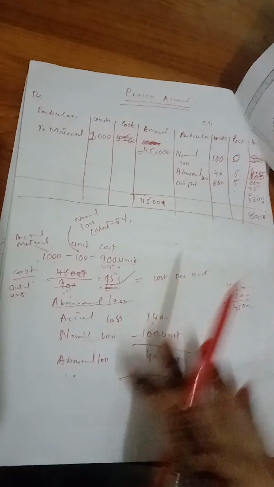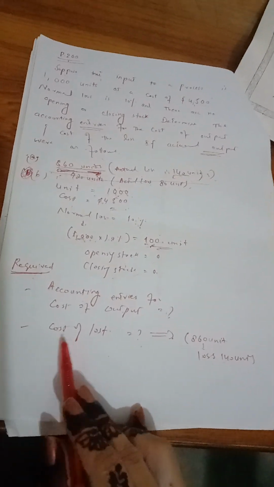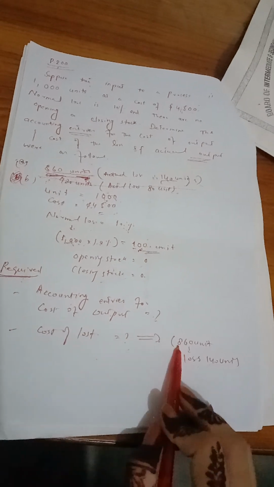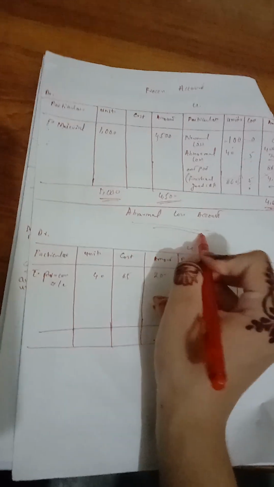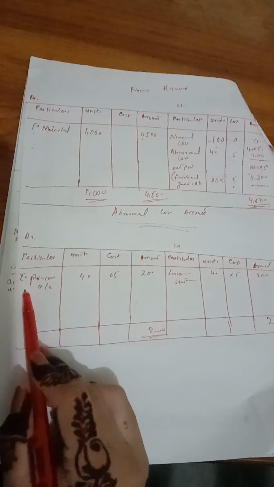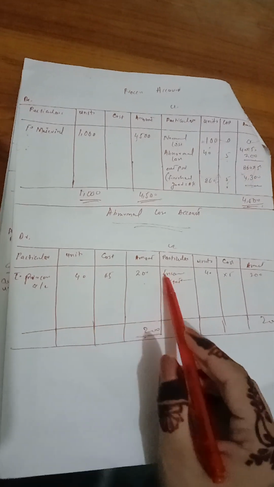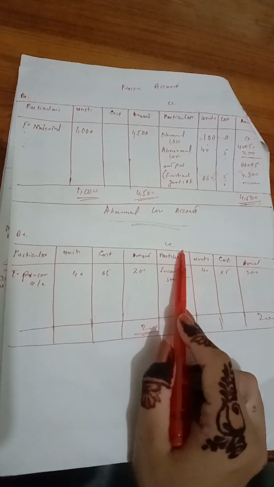Okay. The next requirement is to find out the cost of loss. The cost of loss means the abnormal loss account. So debit side, credit side: particulars, units, cost, amounts. Likewise, particulars, units, cost, amount on the credit side.